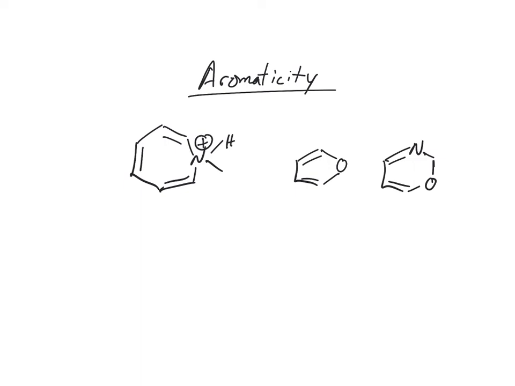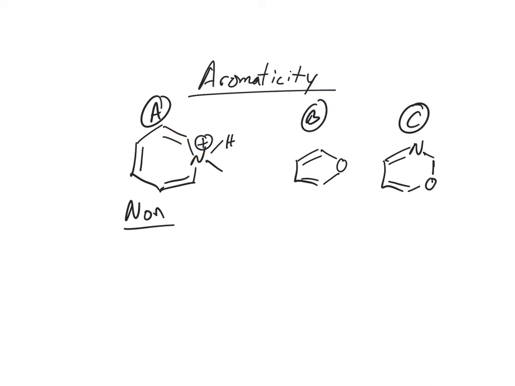Aromaticity again, taking a look at three compounds. So A, B, and C. Aromatic, anti-aromatic, non-aromatic. A is? It's non-aromatic, because what's the hybridization state of that nitrogen? It has to be sp3, there's no p orbital. So it's an interrupted system.